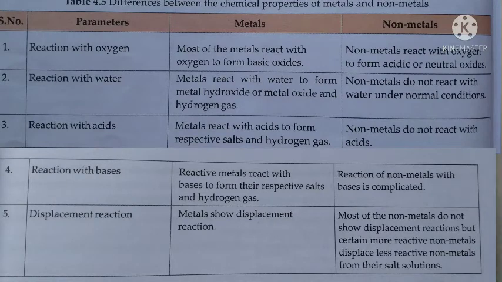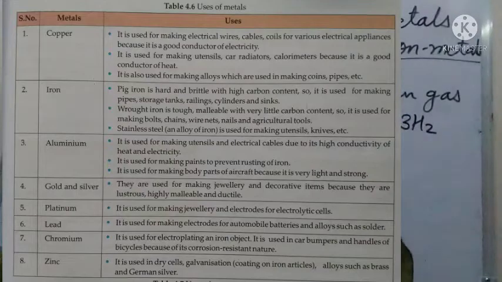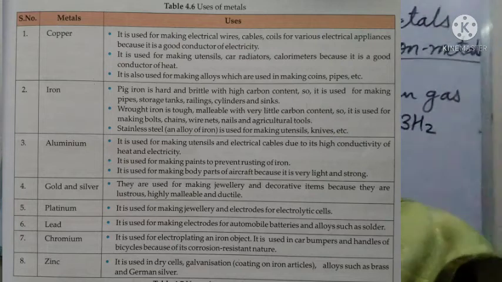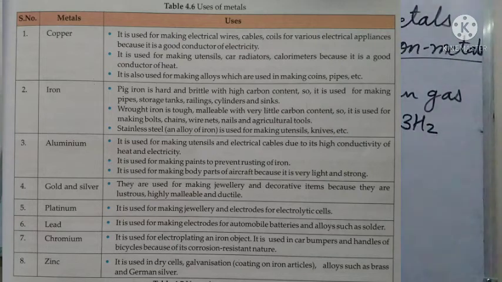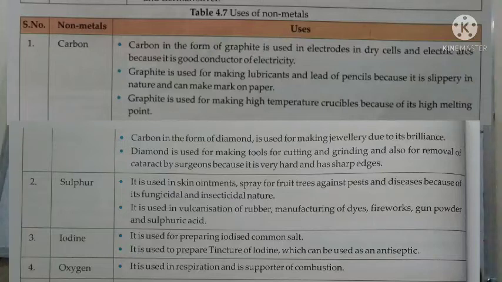So this is all for the chemical reactions of metals and non-metals. Now I am sharing one picture in tabular form, where the uses of metals and non-metals are shown. The first table shows the uses of different metals like copper, iron, aluminium, gold, silver, platinum, lead, chromium, zinc. In the other table we show the uses of non-metals: carbon, which is really very useful, and other non-metals like sulfur, iodine, oxygen, phosphorus, nitrogen, chlorine, hydrogen, etc.